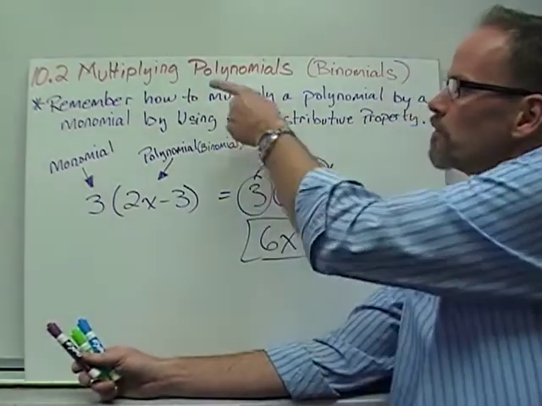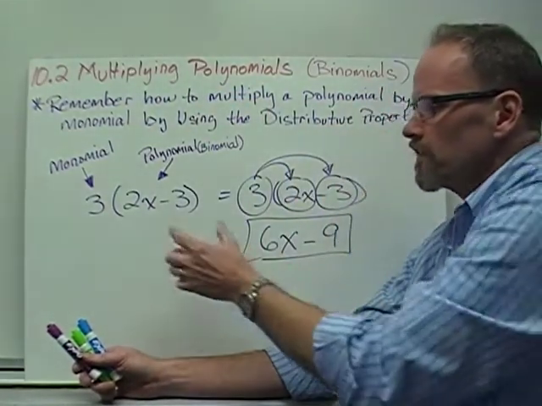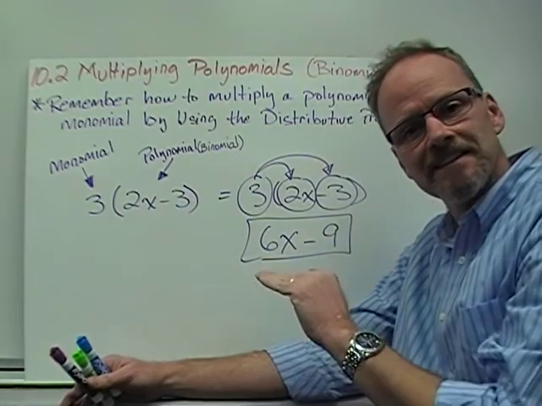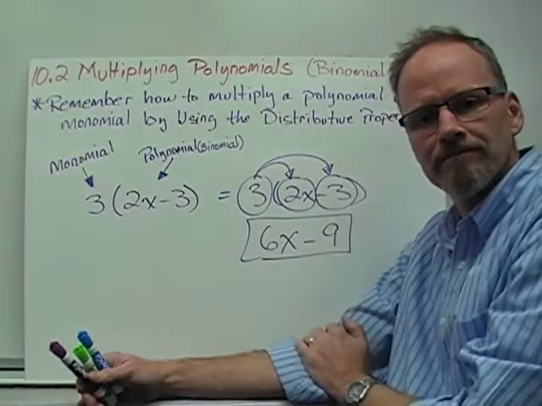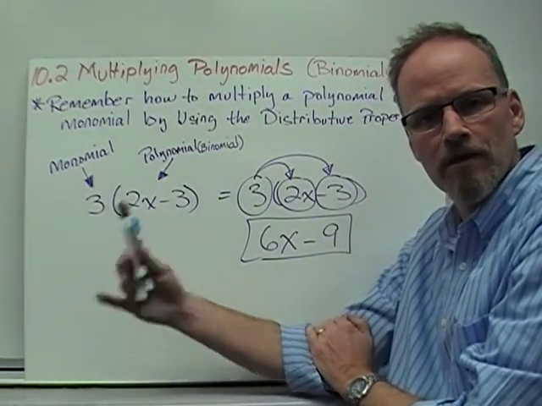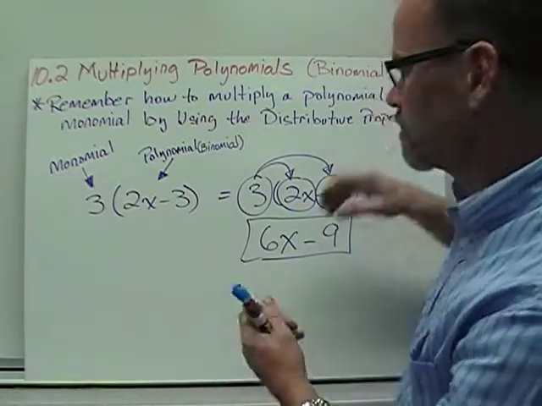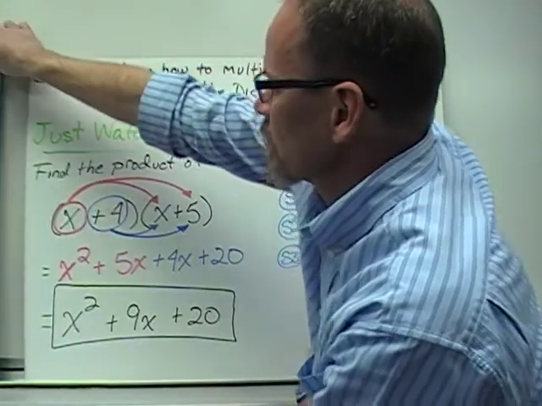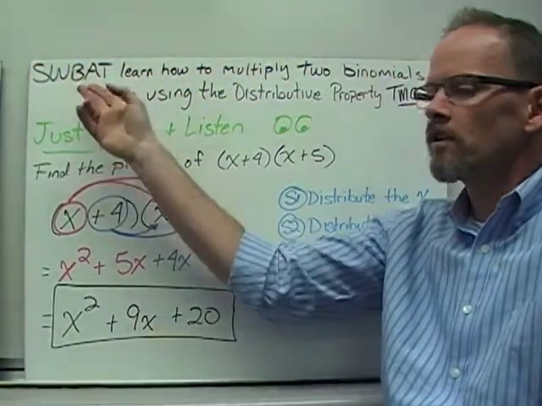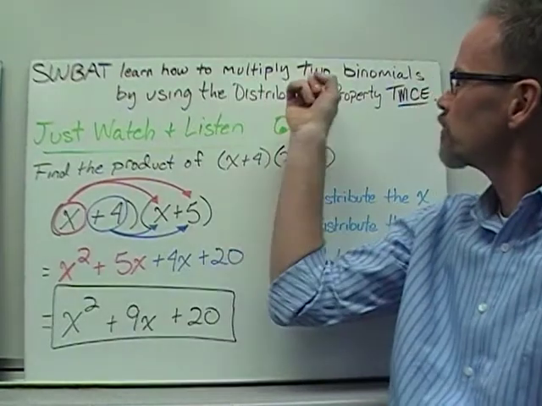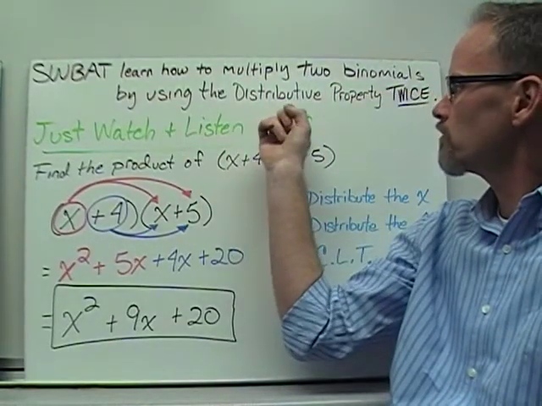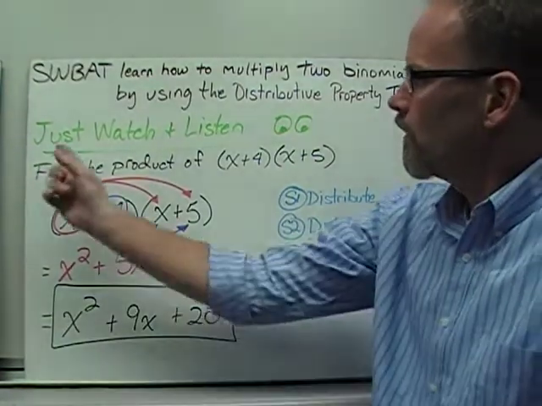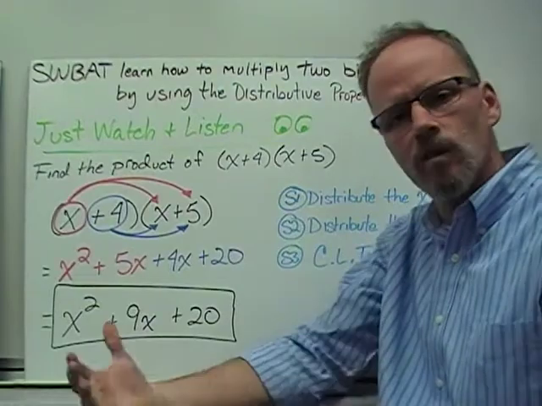Today's lesson, we're going to be multiplying polynomials, and specifically we're going to multiply 2 of these. So you can have one of these here. And basically it's just taking the distributive property and we're just going to kick it up a notch. All right, so this is the goal today. You are going to learn how to multiply 2 binomials by using the distributive property twice. So just watch and listen, okay? Just watch this part.